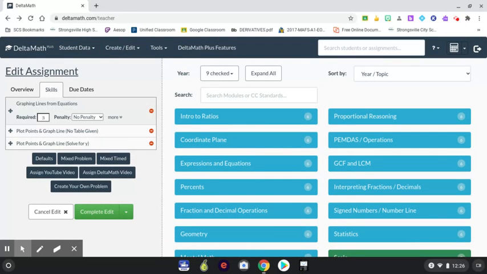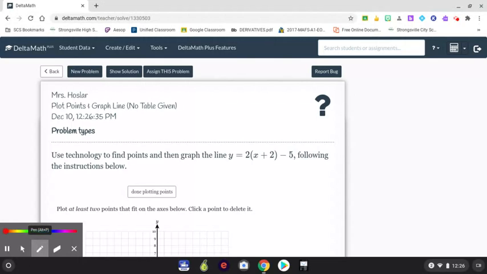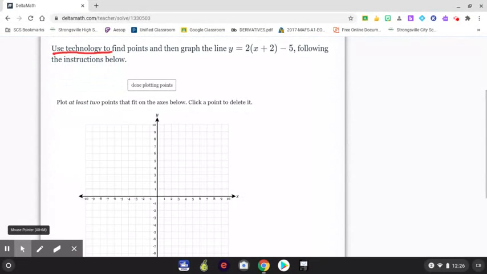Okay, the second set of problems that you need to complete are called plot points and graph line with no table given. Notice that the equation is going to be in the form y equals mx plus b. Or, as I clicked through, you can see that form changed. This looks pretty close to point slope form, except the y is isolated. In point slope form, the y is not totally isolated. But I do notice that this says to use technology to find the points and then graph the line.